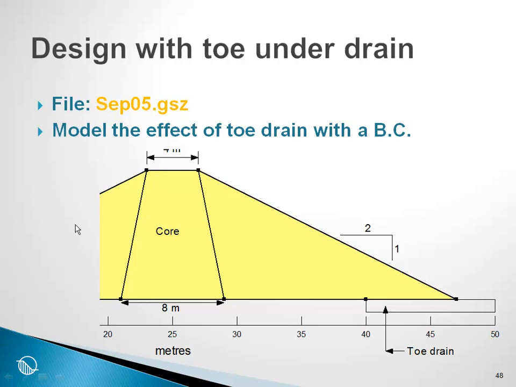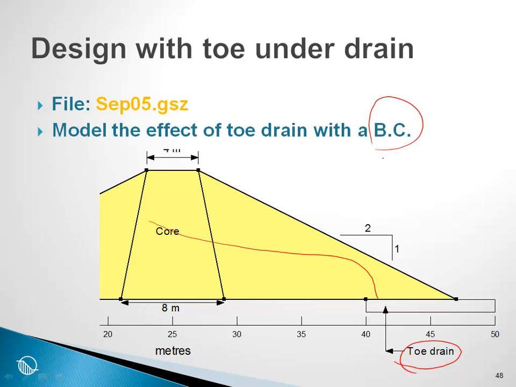Now we will go on and modify the cross-section so that we can simulate the effect of an under tow drain. We're going to have a tow drain here. We expect that the flow will come into the tow drain, something like this. And there are two very important points here. The fact that we can model the effect of the tow drain with a boundary condition.